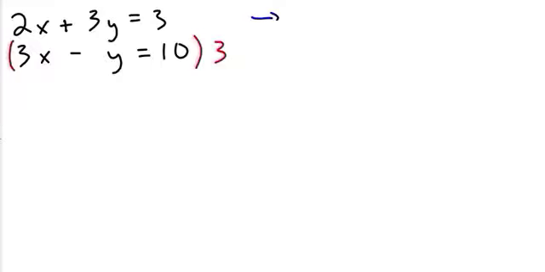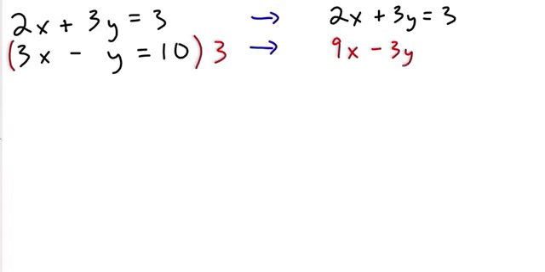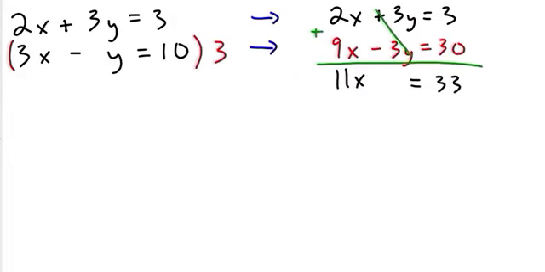If I do that, the top equation I'm going to leave just how it is: 2x plus 3y equals 3. But the bottom equation, I multiply everything by 3, and now I get 9x minus 3y equals 30. Now because I have a positive 3y and a negative 3y, all I need to do is add these together, and they cancel. Plus 3 minus 3 goes to 0. Add 2x and 9x, you get 11x. Add 3 and 30, and you get 33.